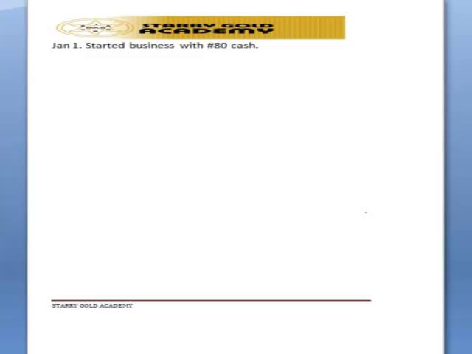January 1st, started business with 18 naira cash involved. Here, we remember we talked about earlier on, the entity concept. Here, the owner of the business is introducing fund into the business, and that amount he is introducing into the business is known as capital. So the two accounts involved in this question are capital and cash.